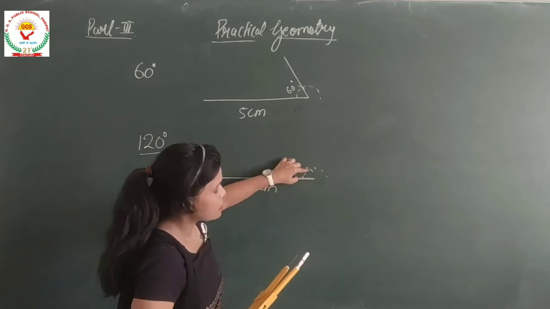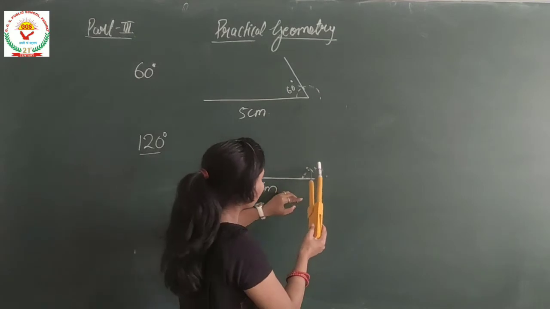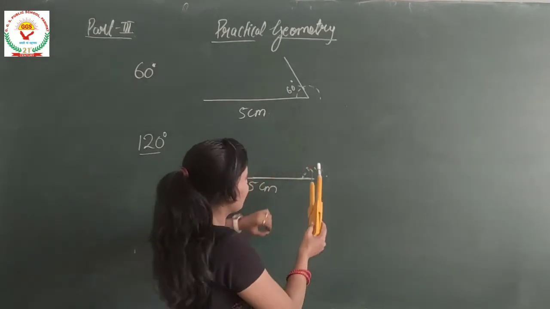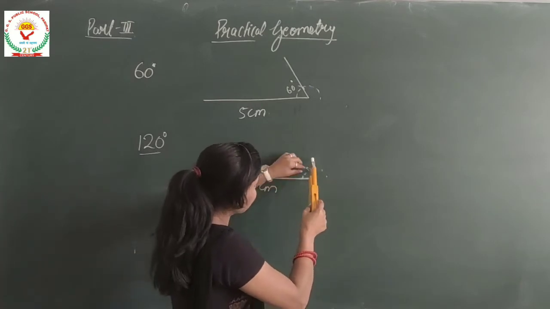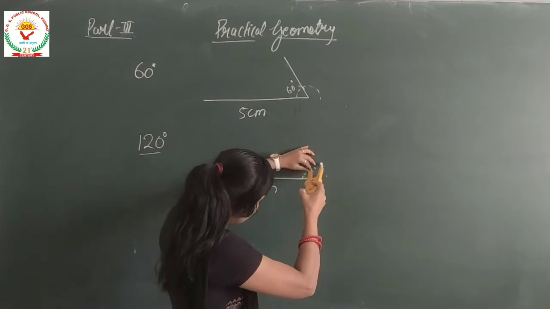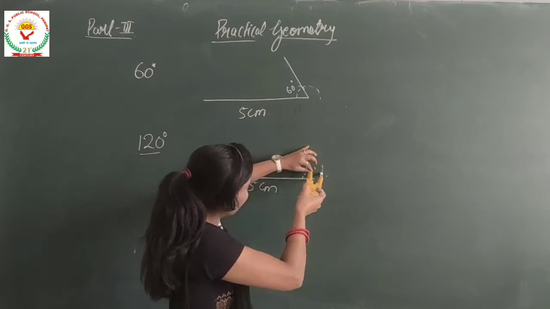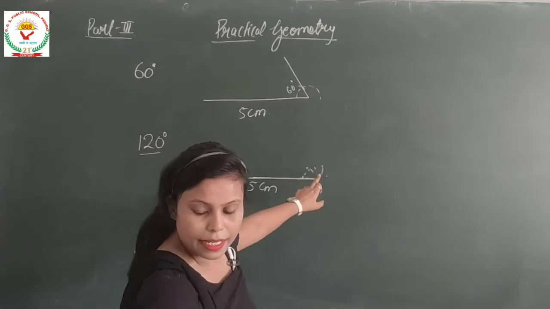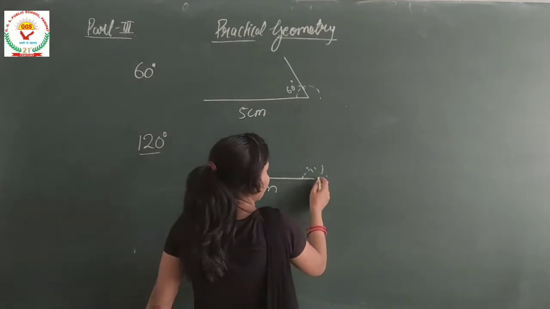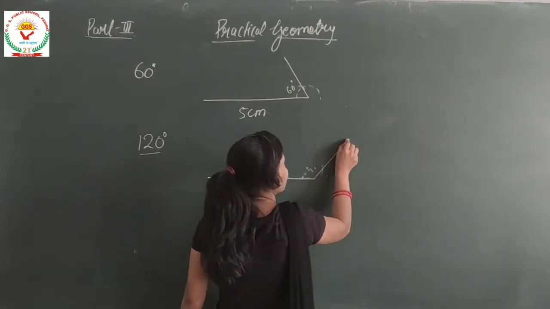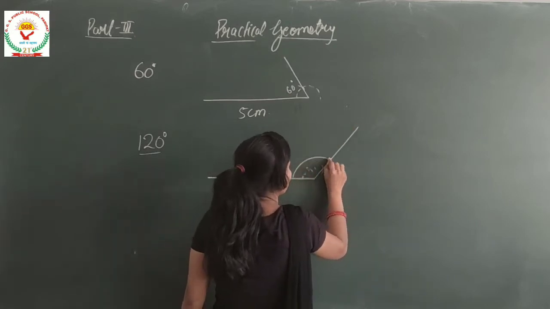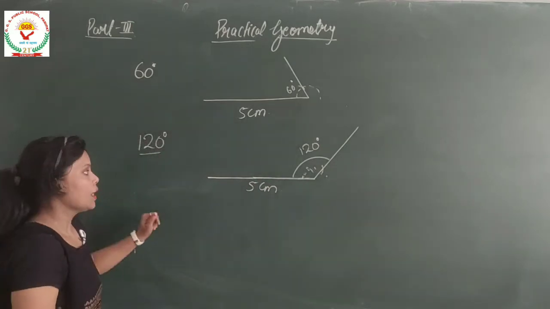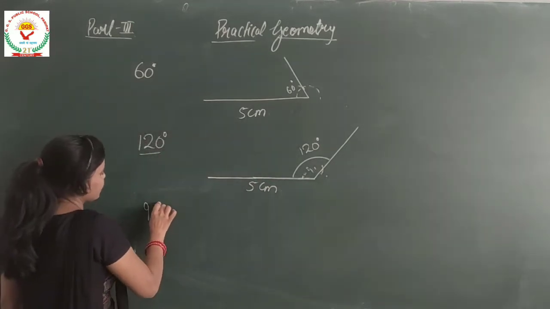This is the 60 degree angle. Now at the point where these arcs intersect, I will again keep my needle and mark another arc. Where the second arc intersects the first arc, that will be the 120 degree angle.